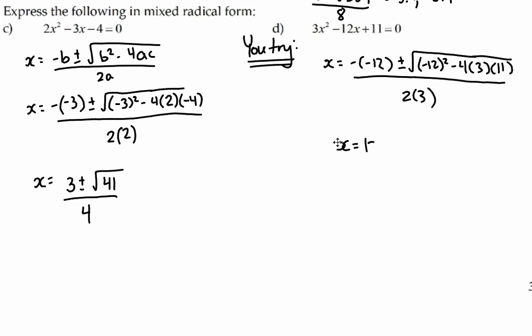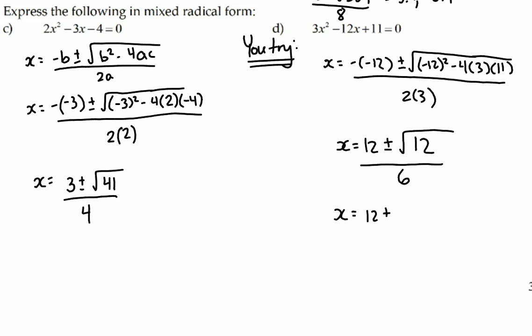X equals 12 plus or minus. Now, when you plug in negative 12 squared minus 4 times 3 times 11, what do you get inside your brackets? 12? Yeah? Okay, can you simplify root 12?